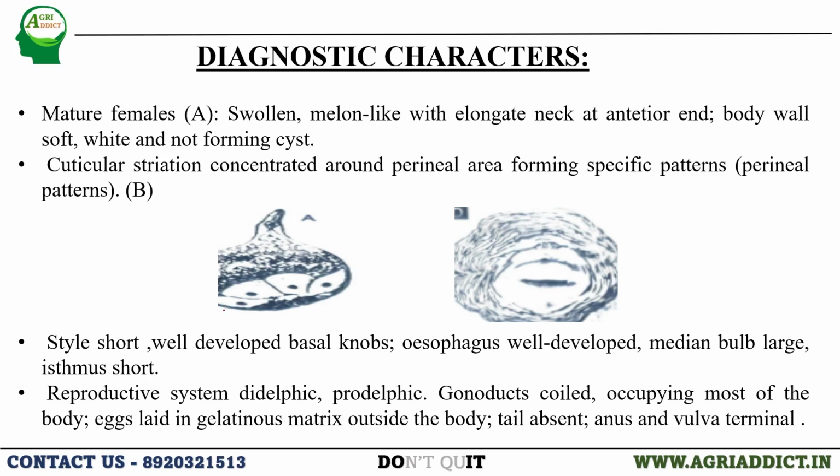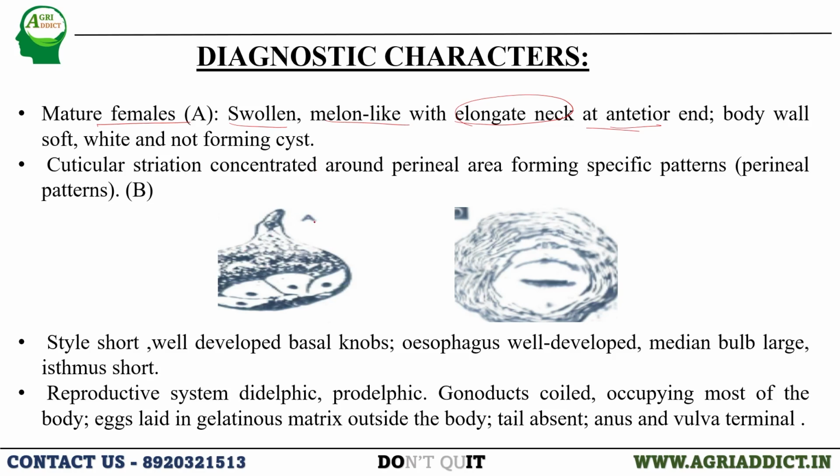Coming to diagnostic characters related to these nematodes, the characters differ in mature females, males and juveniles, which makes their identification easy. Mature females normally will be swollen, melon-like, with an elongate neck at the anterior end. The name Meloidogyne was given because of the characteristic shape assumed by the females.